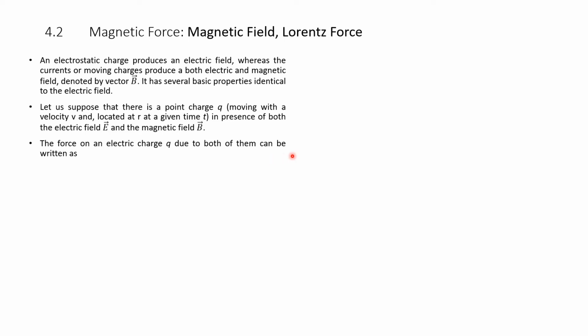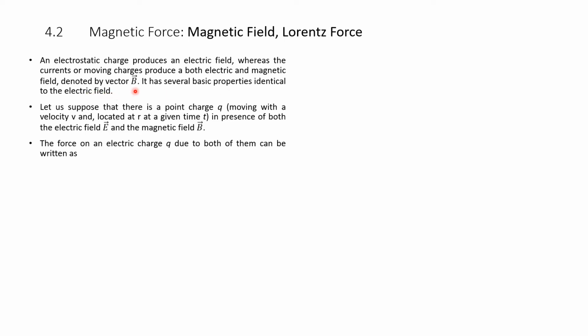An electric charge produces an electric field. This we have studied in our previous chapters, whereas the current or moving charges produce both electric and magnetic field. This magnetic field is denoted by vector B, and it has several basic properties identical to the electric field.